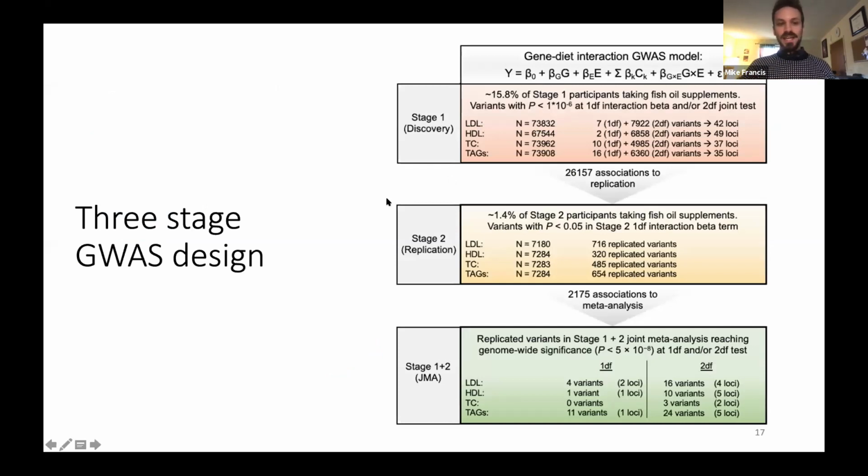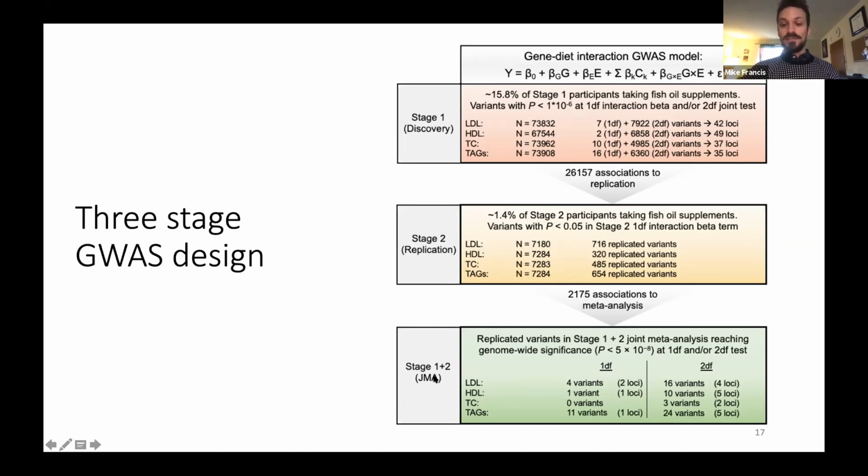So it's a 3-stage GWAS design. I'll just give you the overview. You do a discovery phase. So this was UK Biobank. We found about 26,000 significant associations in the discovery. And then we attempted to replicate these in a study set called ERIC. So totally different people. And what we found was about 2,000 replicated associations.